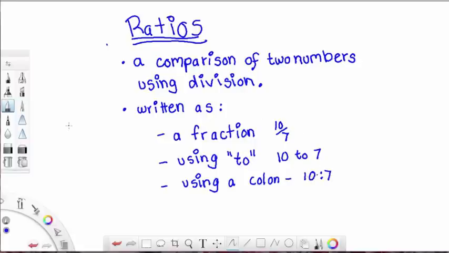I'm going to show you some examples of ratios using my family. Let's take a look.